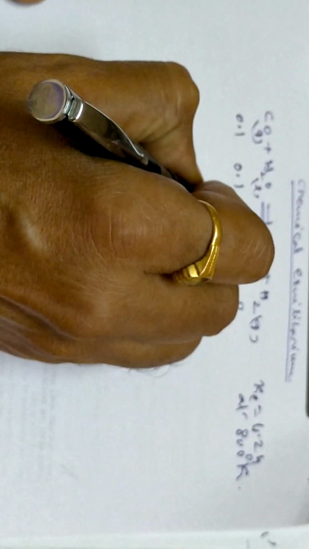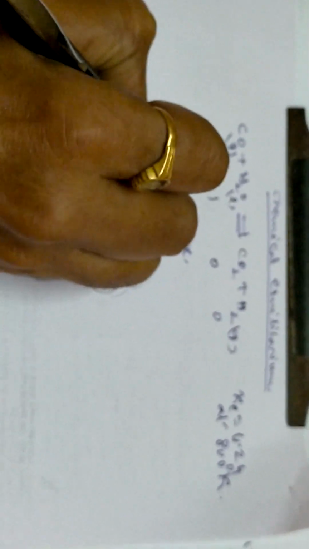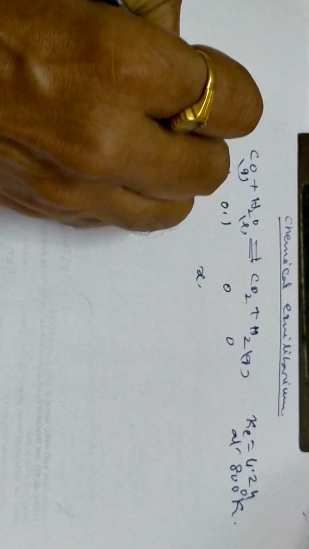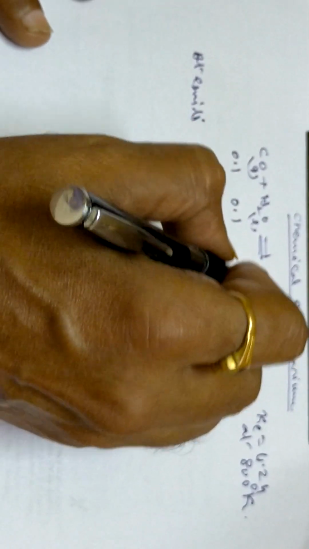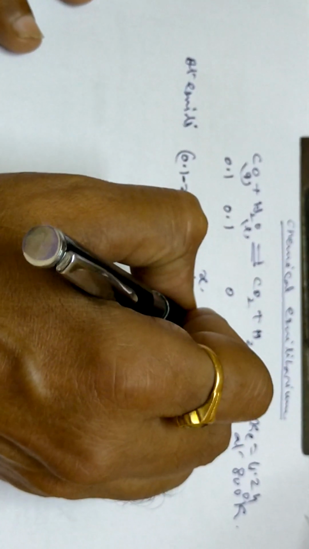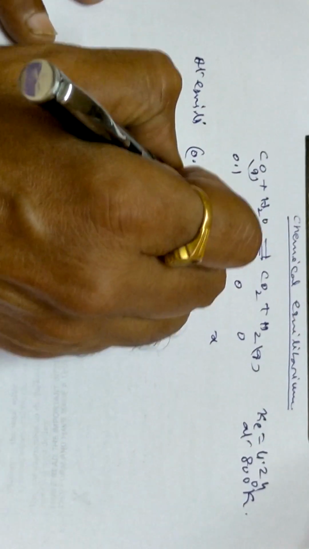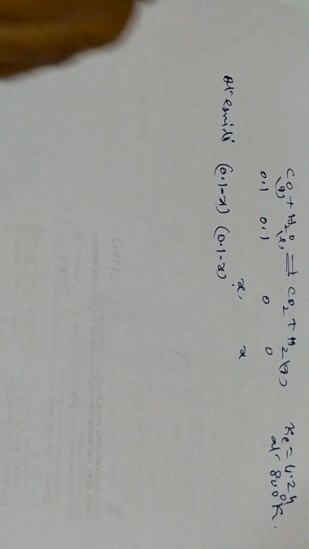Now let the equilibrium concentration value be x. That means at equilibrium CO will be 0.1 minus x. I am talking at equilibrium because this is the balanced equation already. So x is the concentration of CO2, and H2 is also x, and H2O is also 0.1 minus x. Here it is x, x, in molars.